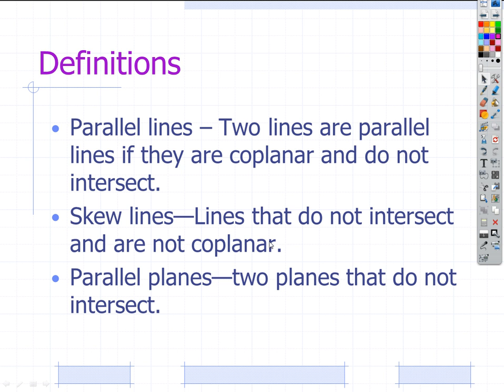So give me an example of that. Give me an example of skew lines in the room. Somebody point to a couple lines that would be skew. Lines that are not parallel and never intersect. What do you think? Two lines in the room that are clearly not parallel but never cross each other.